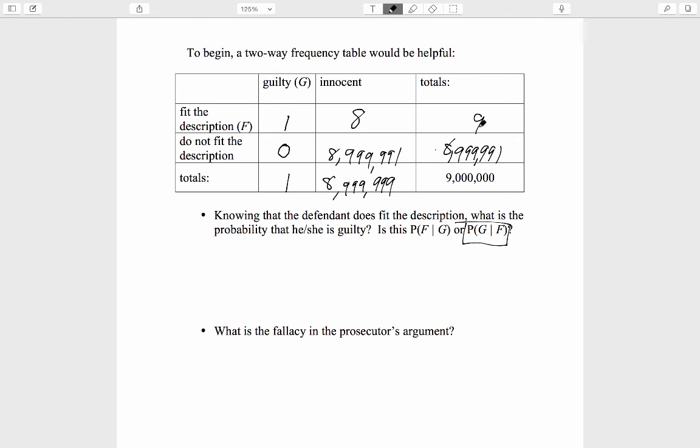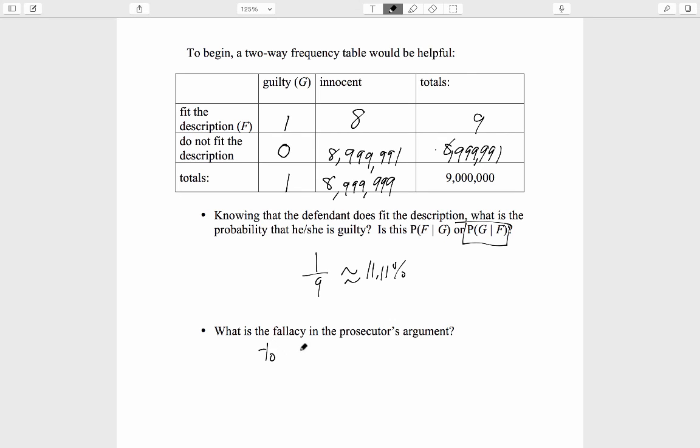Given that we're talking about these 9 people who do fit the description, the probability that a randomly selected one of these people is guilty is only 1 over 9. There is one guilty person out of these 9 people who fit the description. That is only about 11.11%. That means that if the prosecutor has nothing else besides the argument that I just paraphrased, then the person sitting in the defendant's chair has only a 1 over 9 probability of actually having committed the crime. That leaves an over 88% chance of not having committed the crime. That is what we call reasonable doubt.